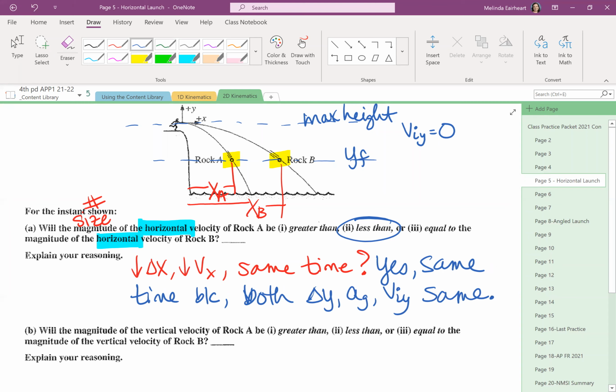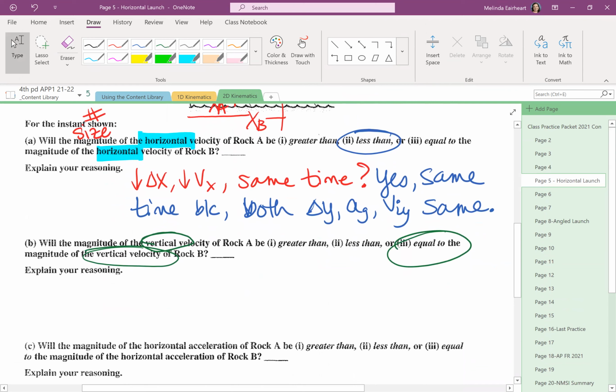What about question B? Will the magnitude of the vertical velocity of rock A be greater than, less than, or equal to the vertical velocity of rock B? Why is it the same? Right, gravity, and they start the same. So it's kind of the same explanation as the blue. Both A and B begin with the same initial velocity.